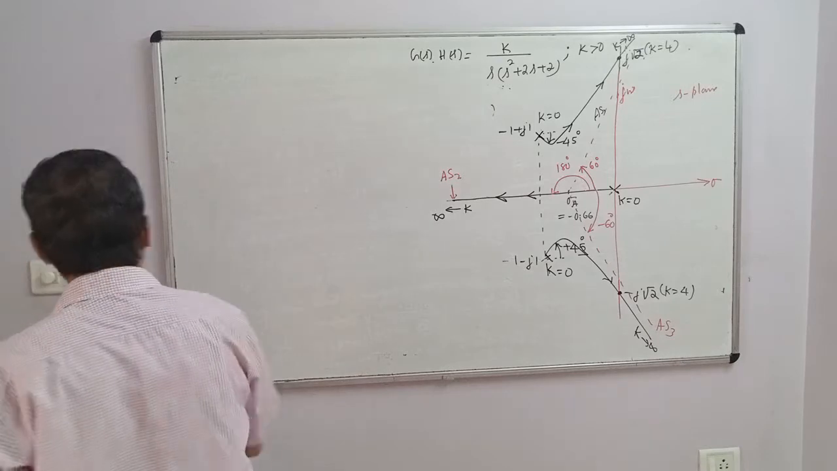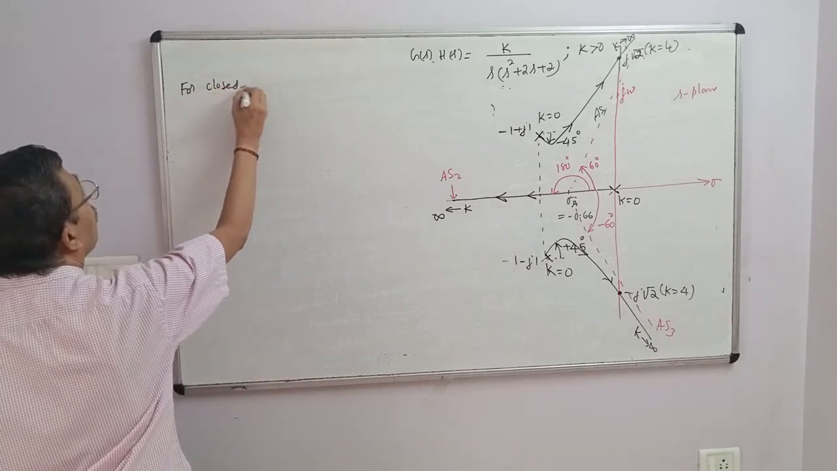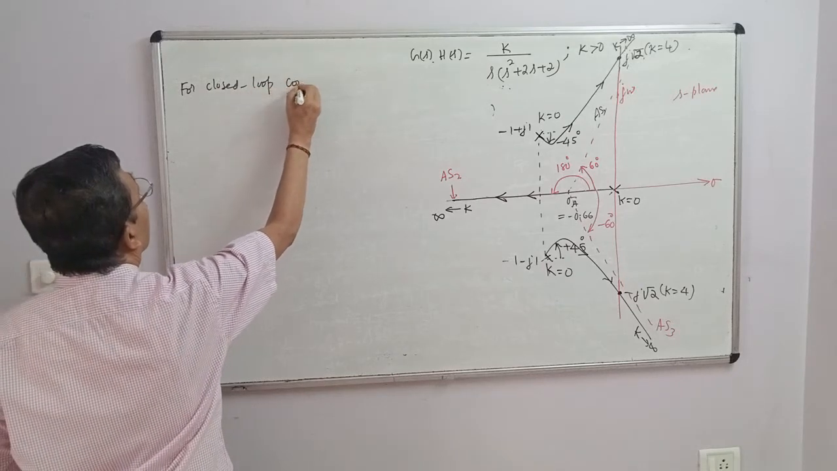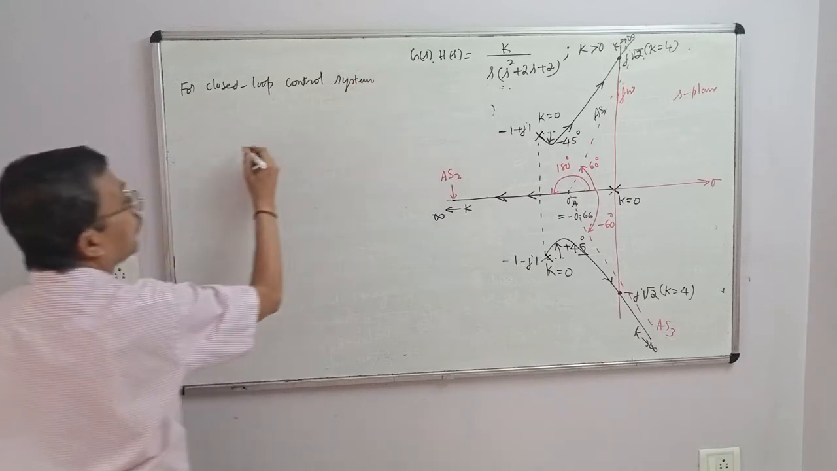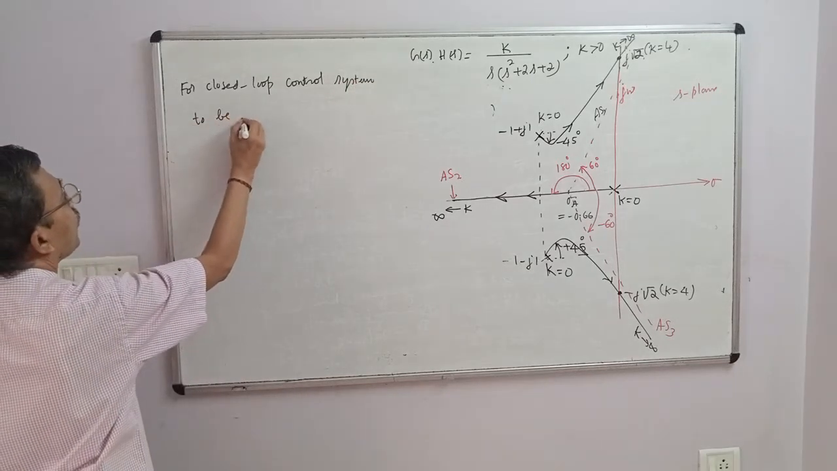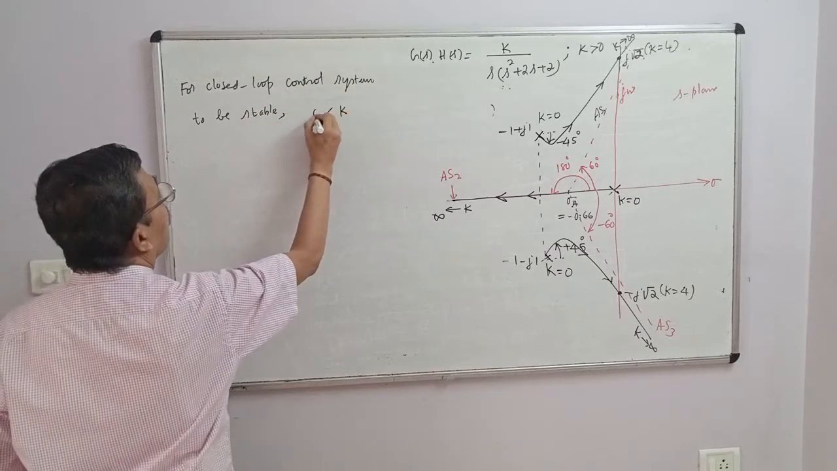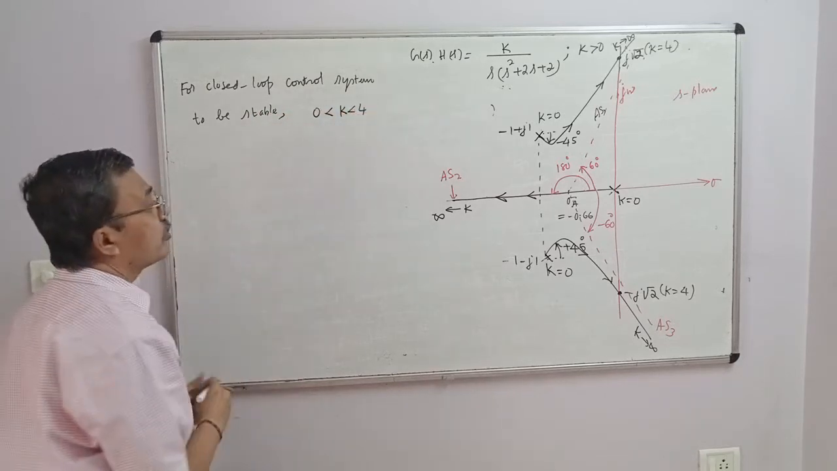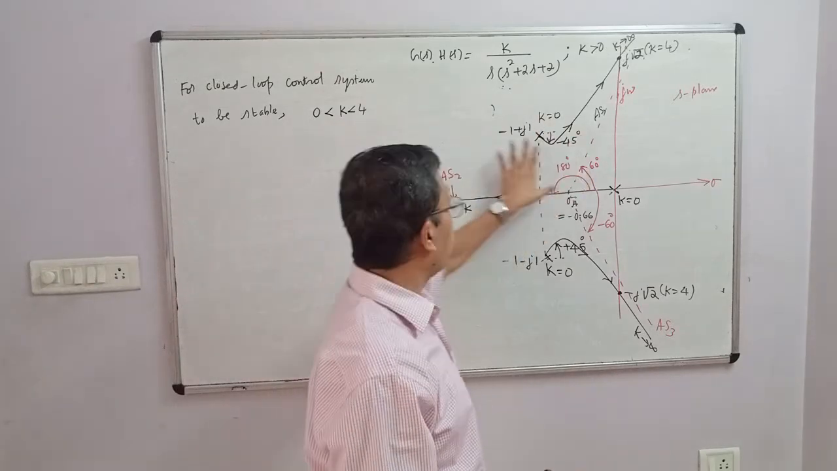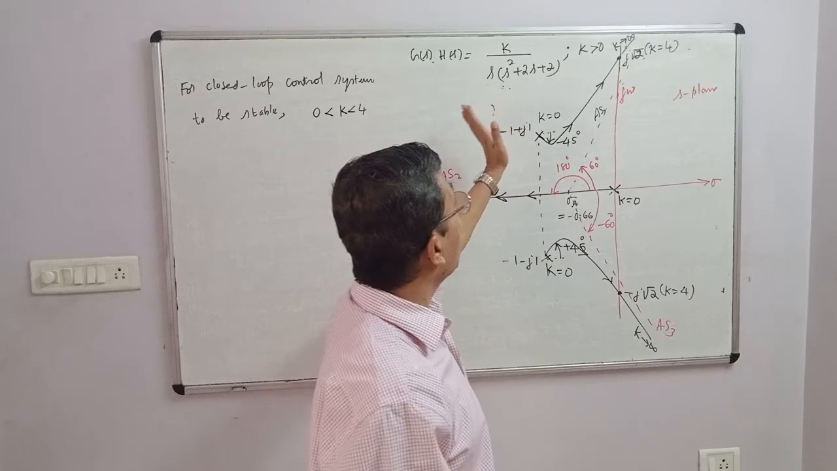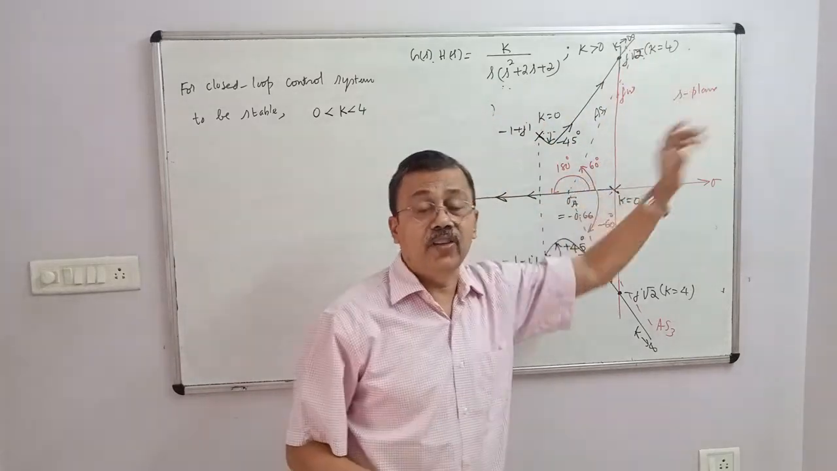For a closed loop control system to be stable, k should be greater than 0 and less than 4. For this range of k, the root locus remains on the left hand side of the S-plane. For k greater than 4, the root locus trespasses onto the right hand side of the S-plane.